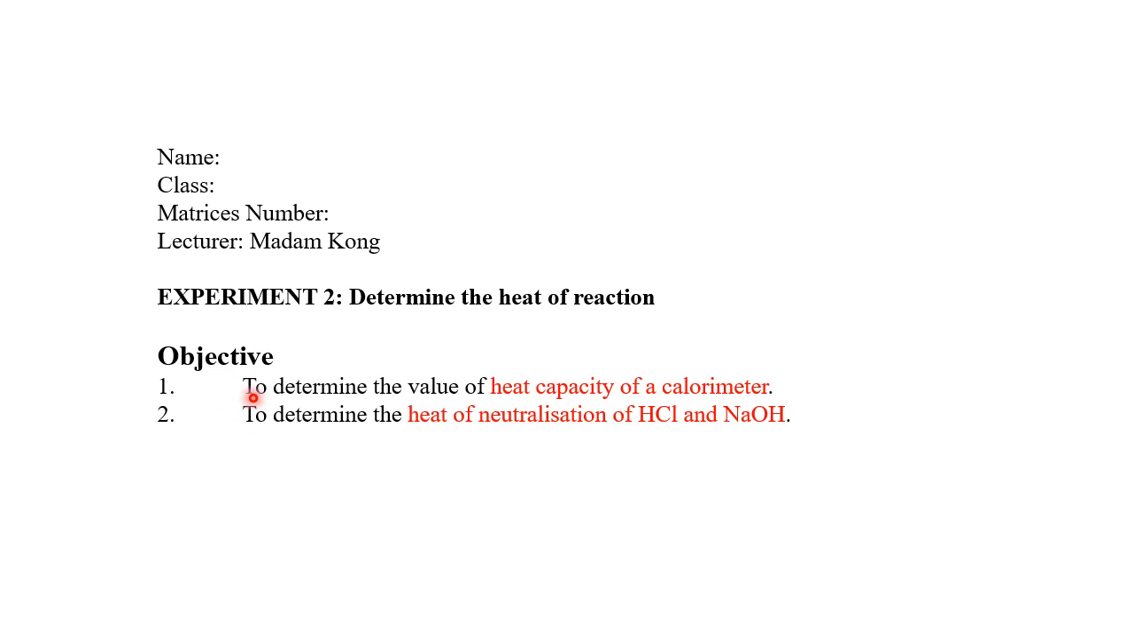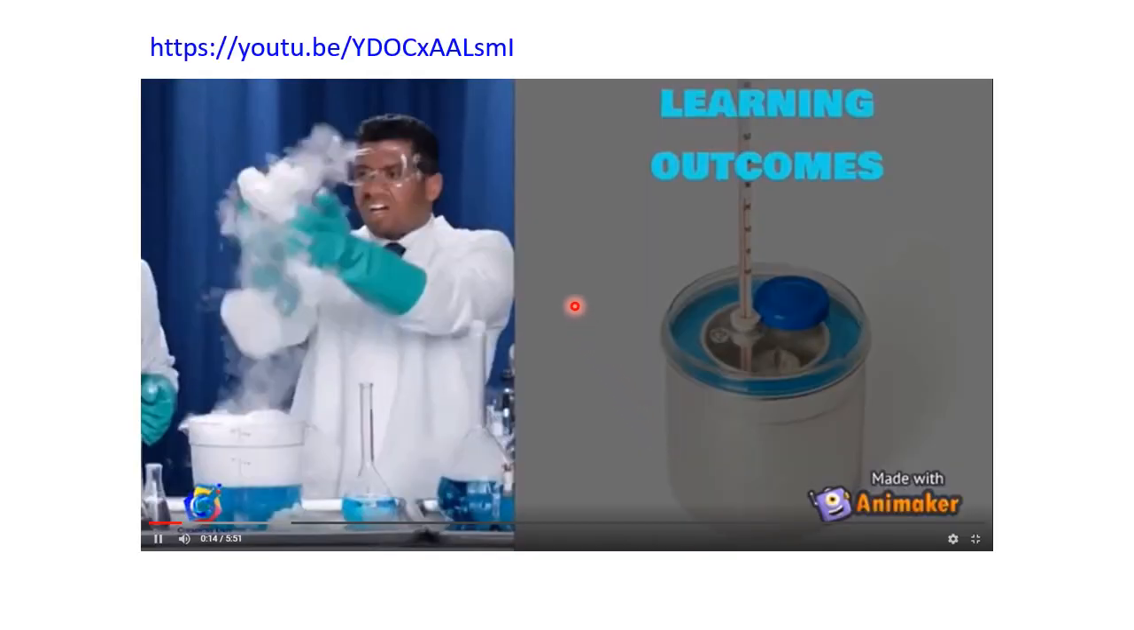The first objective is to determine the value of heat capacity of a calorimeter. And number 2, to determine the heat of neutralization of hydrochloric acid and sodium hydroxide. So are you ready? Let's start. Before we start, you already watched the video through the YouTube channel, Unique Chemia, KMPK, so you already get some idea about it.